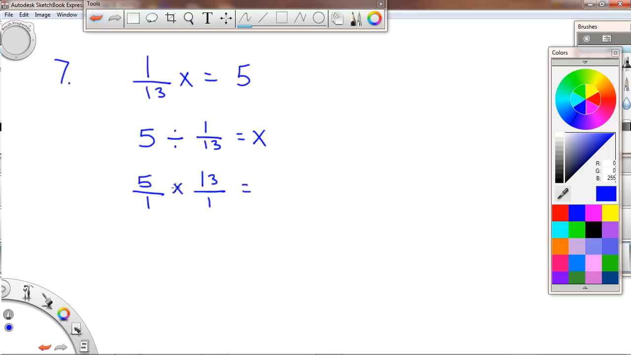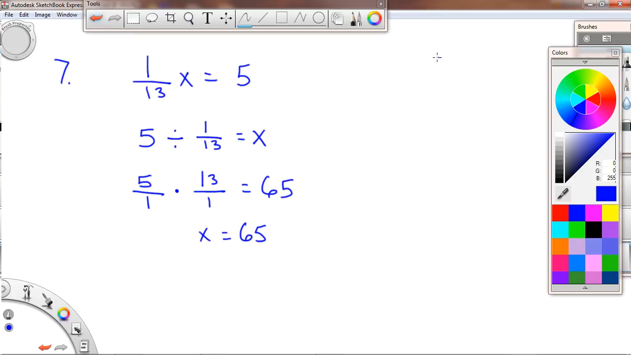Ooh, I hope this is a multiplication sign. Why don't I erase that and put a dot there so it's not confusing. This, by the way, is why we use dots instead of the cross for multiplication, so we don't get them confused with variables. 5 times 13 is 65, and sure enough, that is what x equals.